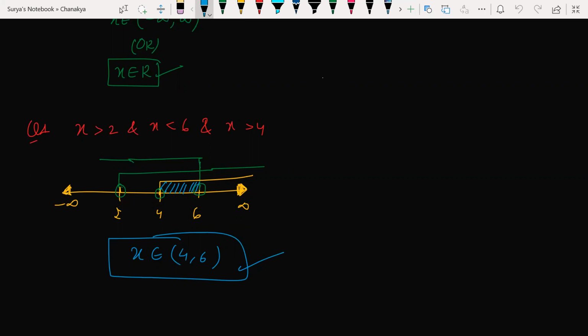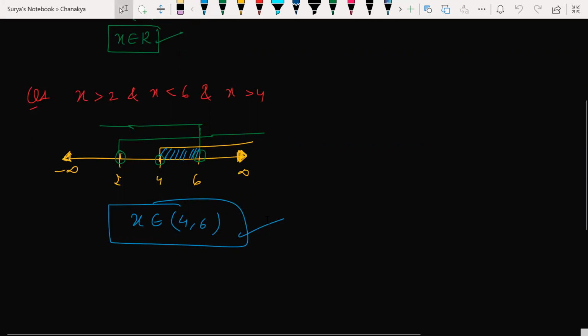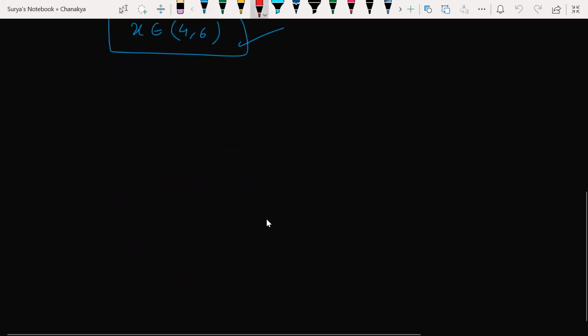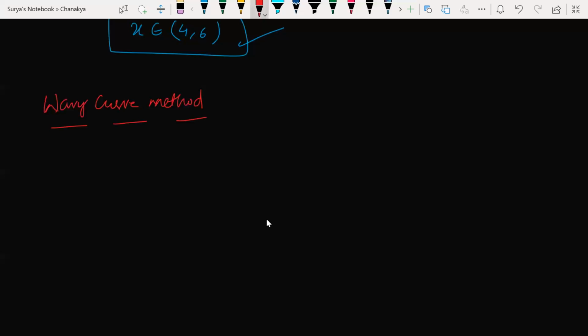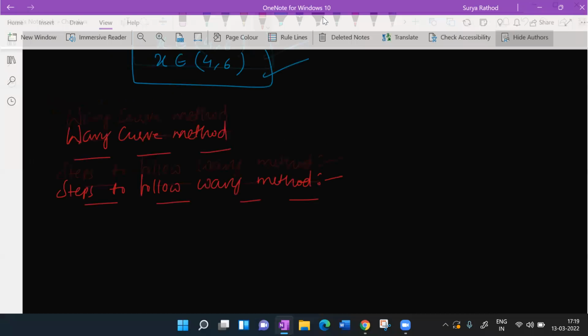This is how you can solve the basic inequalities and how you can represent them. Next, look at this here. Let me tell you one important method, the Wavy Curve method. First of all, we have steps to follow. Already we learned this method in the functions lesson. Isn't it, Anjali? I think Anjali, you are aware of that.